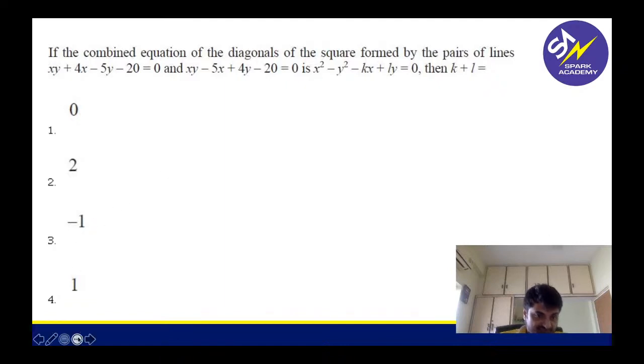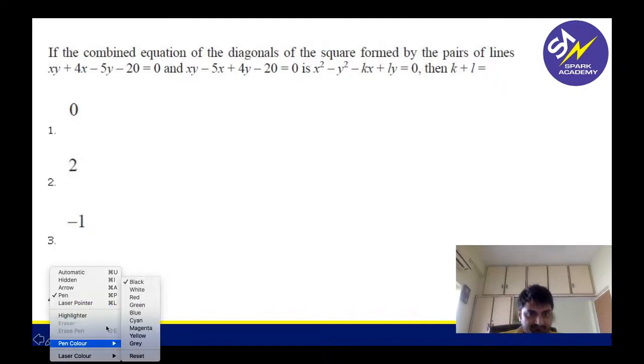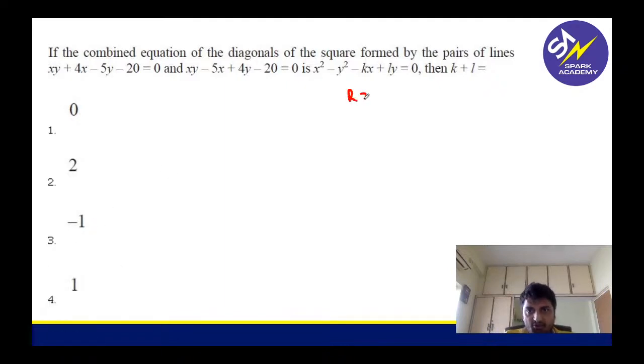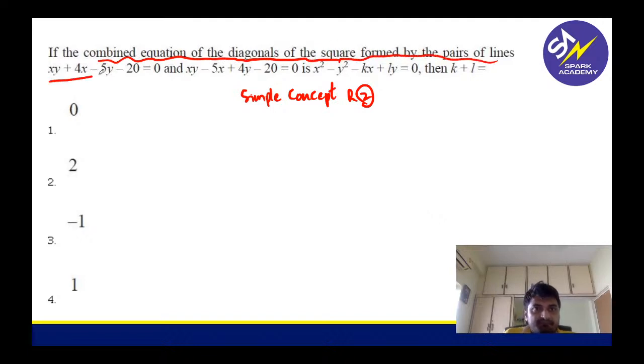Now what about this, guys? This is interesting. This also I will say round 2 because it is calculation intensive, but again a simple concept. Simple concept. What is given, guys? The combined equation of the diagonals of a square is formed by this and this.